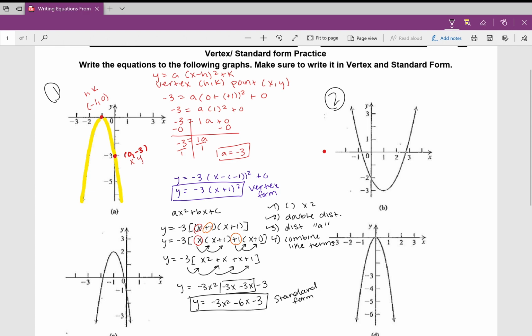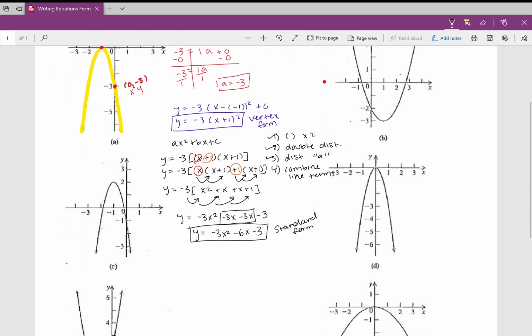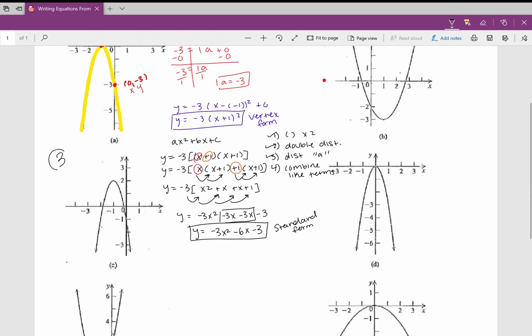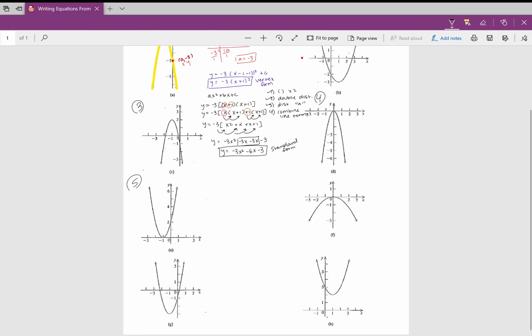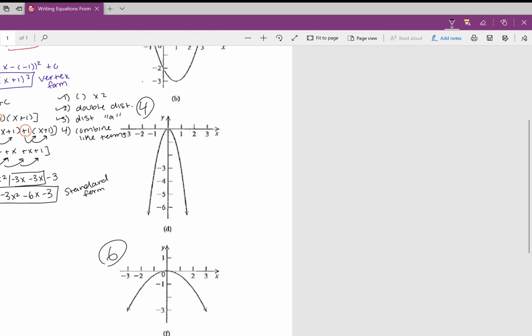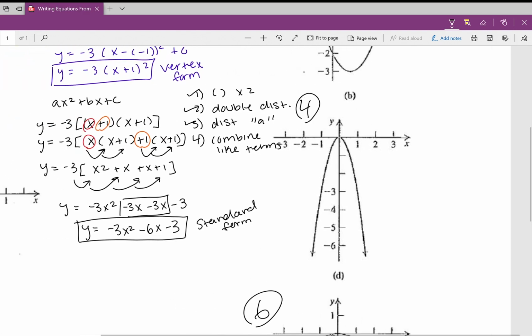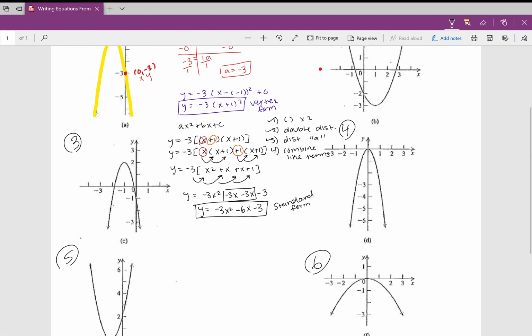Okay, so for numbering, let's make this one number 3, number 4, 5, 6, 7, 8. Let's look at number 4. Oh, it won't let me go that way. It's okay. Okay, number 4, remember our first thing is to use our formula, y equals a, x minus h squared plus k. So then I need to pick my vertex.